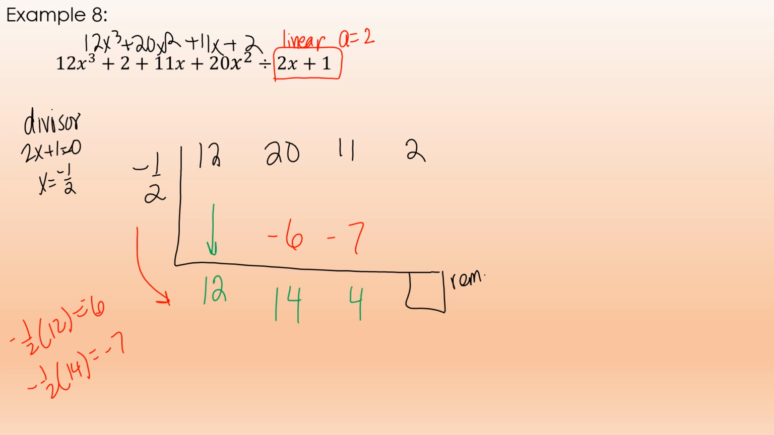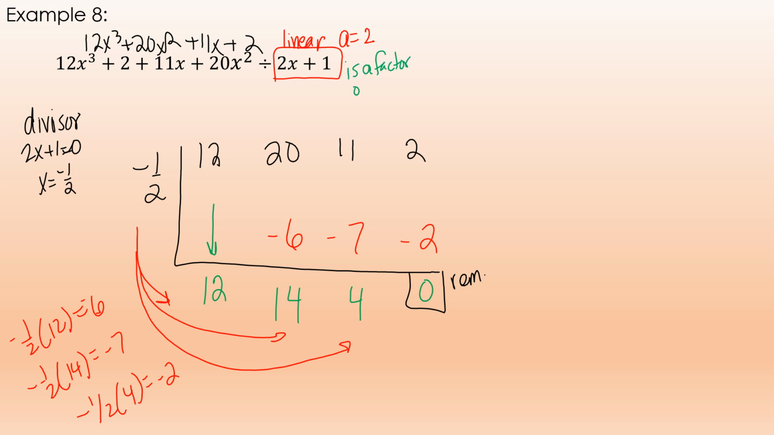Okay, and then I got one more step. Multiply negative 1/2 by 4. Half of 4 is just 2, so negative 1/2 of 4 is negative 2. And lo and behold, thank goodness, we get a remainder of 0. So 2x plus 1 is a factor of our polynomial. Yay, okay? That's not the final answer though, and here's the reason why.